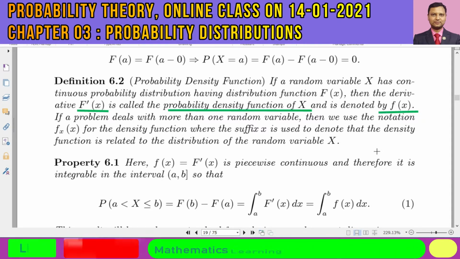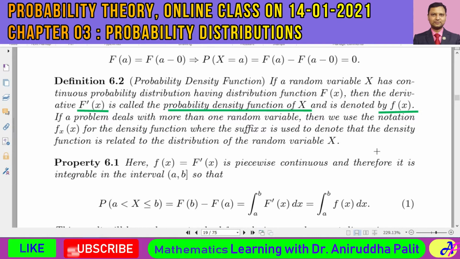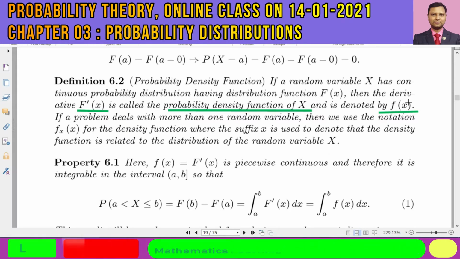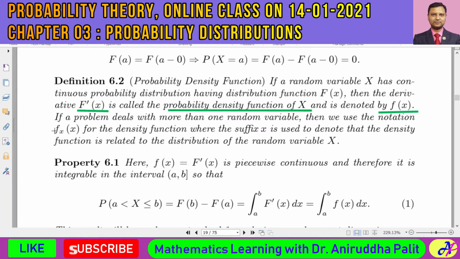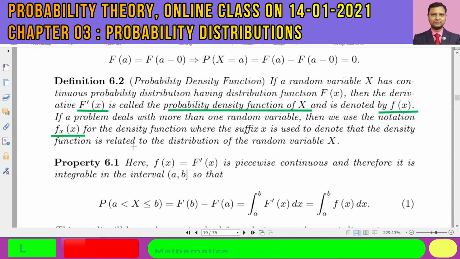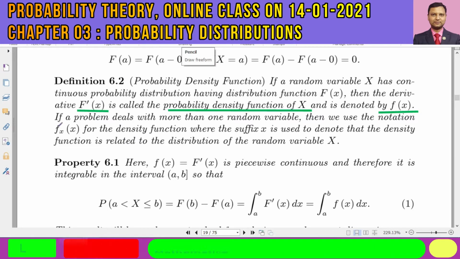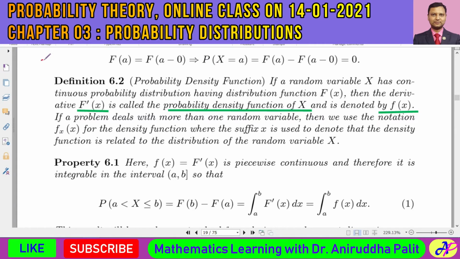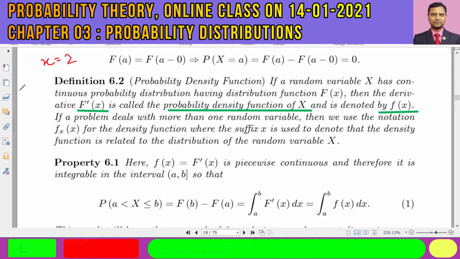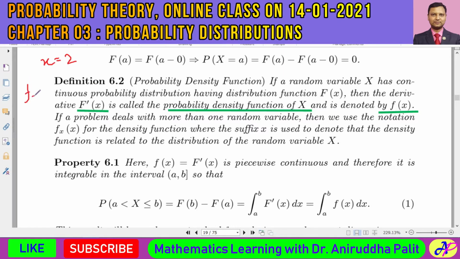In some cases, if we consider more than one random variable, in order to denote that this f is the density function of X, we use the notation f with a suffix X. Got it? So this X is a suffix, not any value. And suppose we want to find the value of this function at, say, x equal to 2. In that case, we have to write f suffix X of 2.